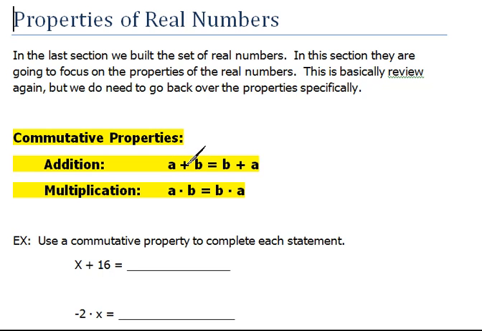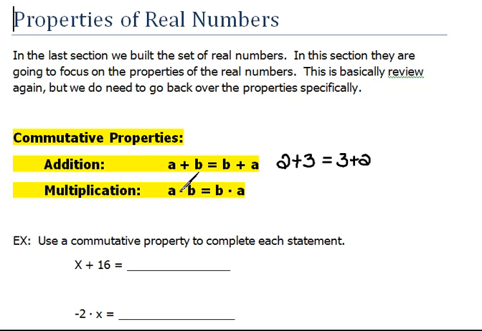We can add A plus B, which would be the exact same thing as adding B plus A. Now, these are just representing some number. So if I wanted to look at them as a number, then it would be saying, well, 2 plus 3 is the exact same thing as 3 plus 2. And that's a true statement, right? We can add in any order we want to.